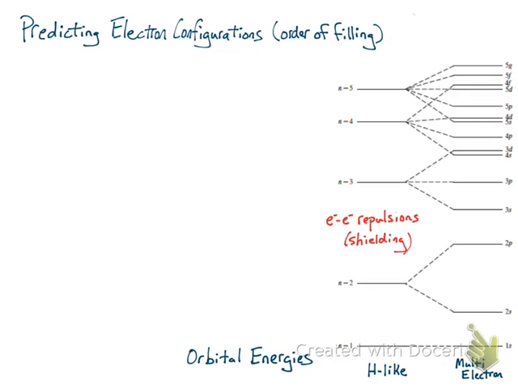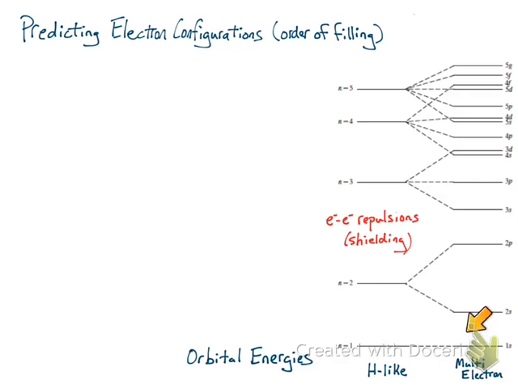Once you start adding in those electron-electron repulsions, sometimes known as shielding, in a multi-electron system, then the l quantum number starts to become important. And you can see that we have then a splitting of the orbitals for any given particular principal quantum number. So for a hydrogen-like atom, at the n equals 2 level, there's no difference between an s and a p orbital. But in a multi-electron system where we have electron-electron interactions, those split.